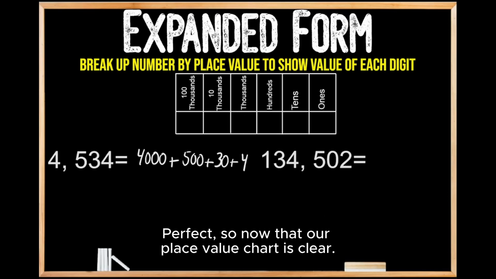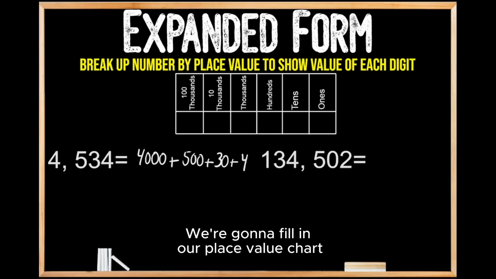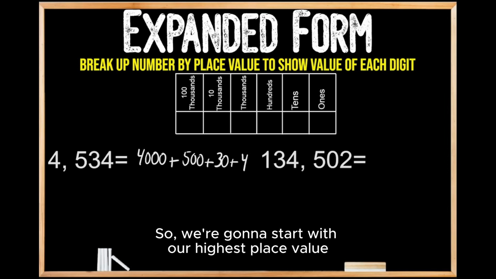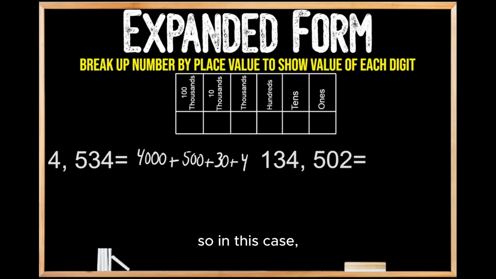Perfect. So now that our place value chart is clear, we're going to fill in our place value chart with the value of our next number, which in this case is 134,502. So we're going to start with our highest place value. So in this case, for our hundred thousands, we have 1. And then for our 10,000s place, we have a 3. For our thousands place, we have a 4. For our hundreds place, we have a 5. We have a 0 in our tens place, so we'll just write a 0. And then in our ones place, we have a value of 2.